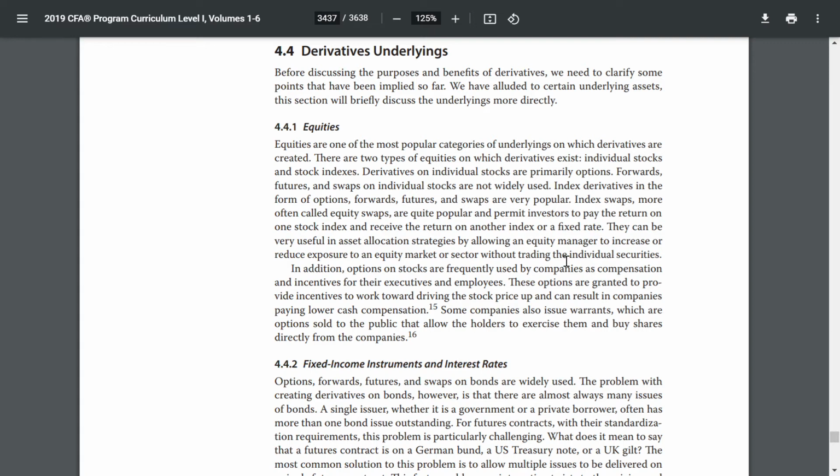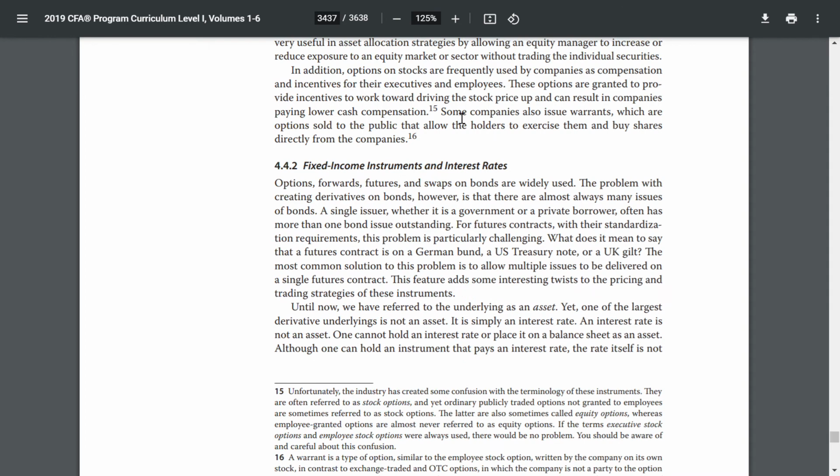In addition, options on stocks are frequently used by companies as compensation and incentives for executives and employees. These options are granted to provide incentives to work towards driving the stock price up, and can result in companies paying lower cash compensation.